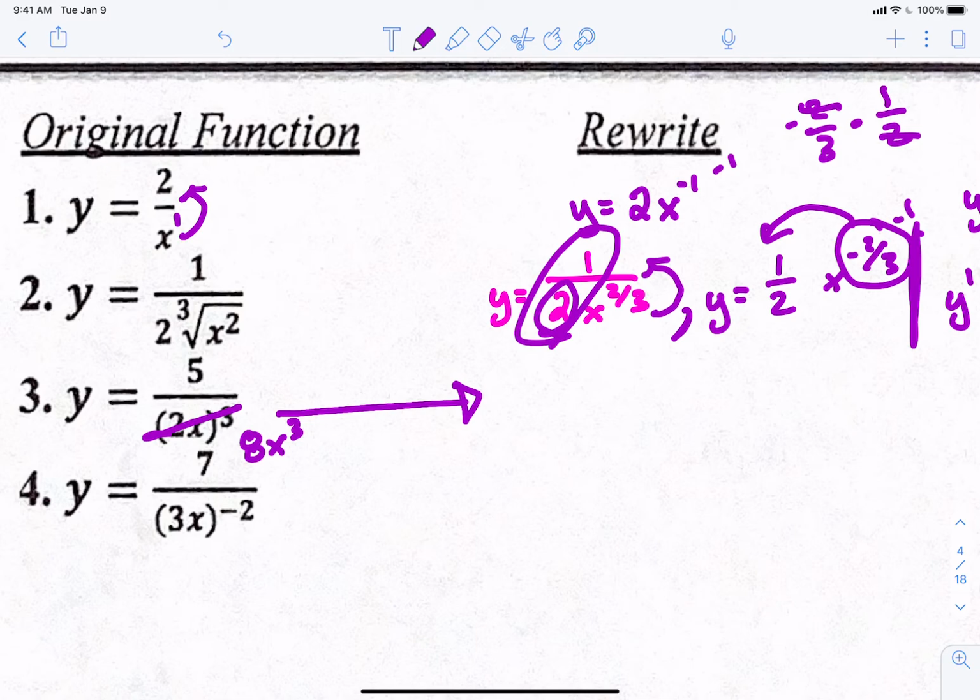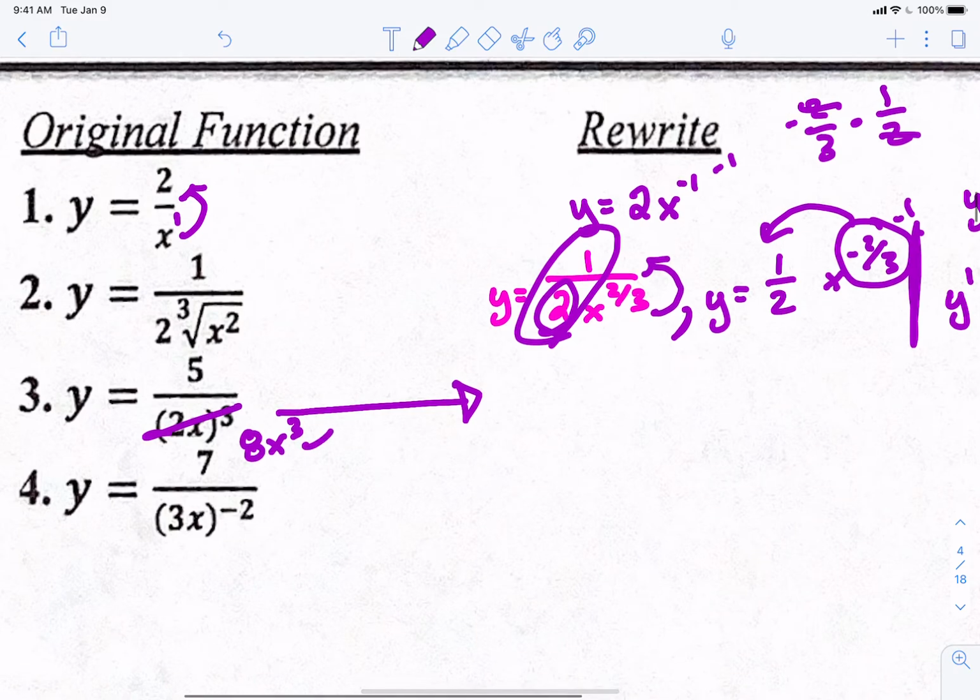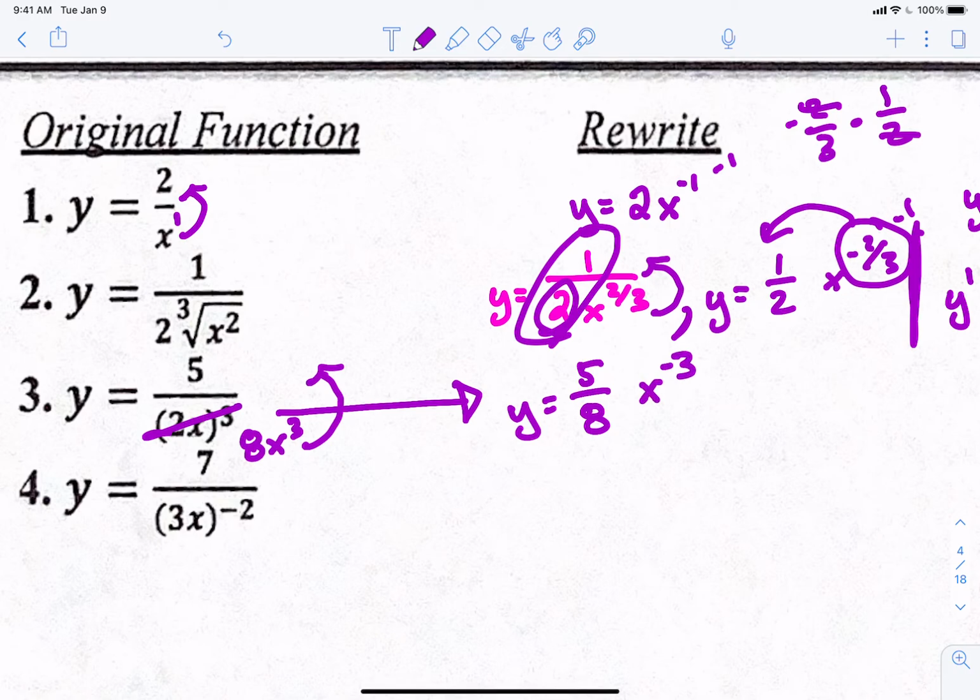Now, we need to move the x to the top. Do we need to move the 8 to the top? No, we need to move the x to the top. So I'm going to move the x to the 3rd power to the top, and I'm going to leave this as 5/8. We move the x to the top, but we shove him off the side. So he is x to the negative 3 power, right? X is technically on the top, but he's shoved off the side.